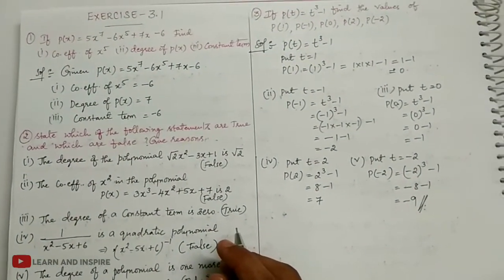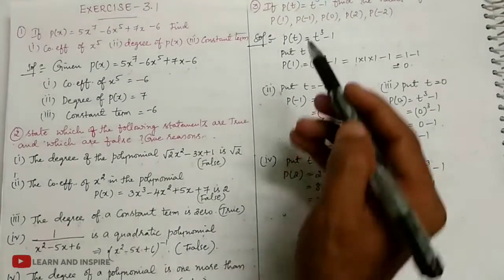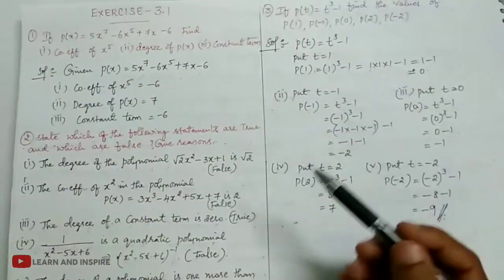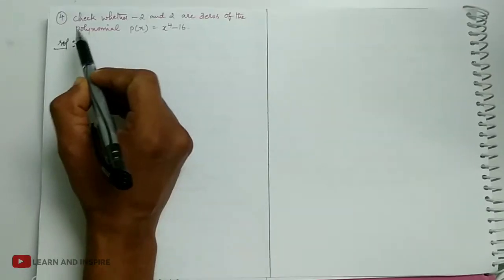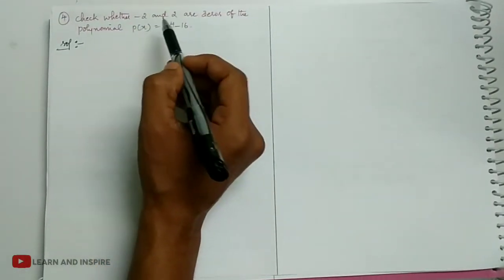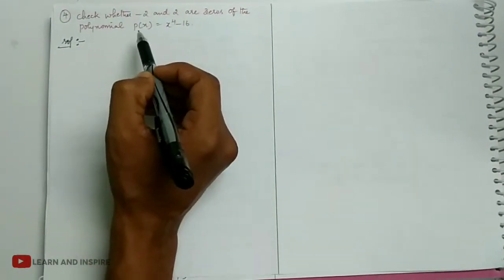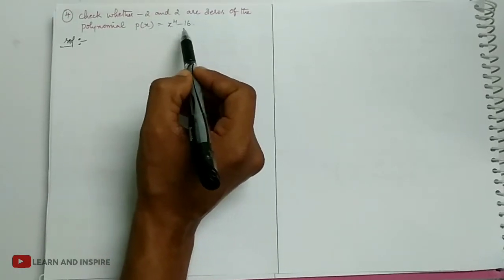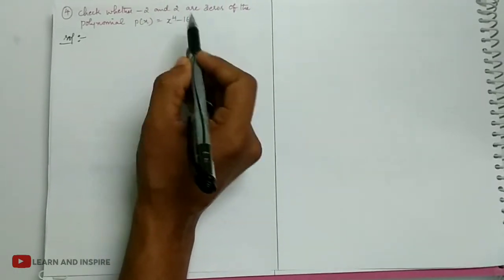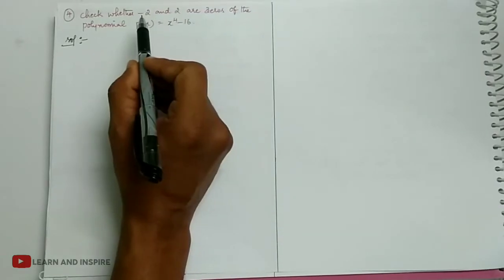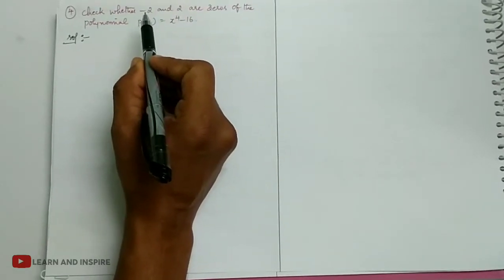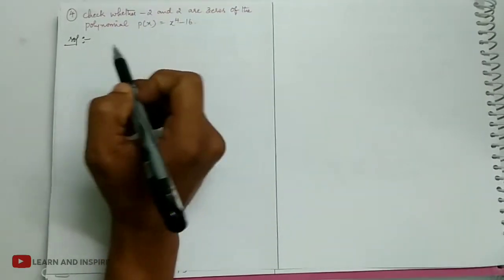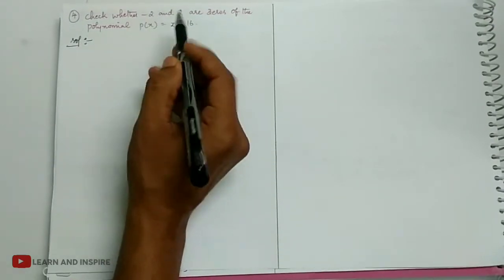So next move on to the fourth question. Sorry, this is question number 3. Move on to the fourth question. Next question number 4. Check whether minus 2 and 2 are zeros of the polynomial p of x is equal to x power 4 minus 16. So this is a given polynomial, and in this polynomial we have to check whether minus 2 and plus 2 are zeros of the polynomial.